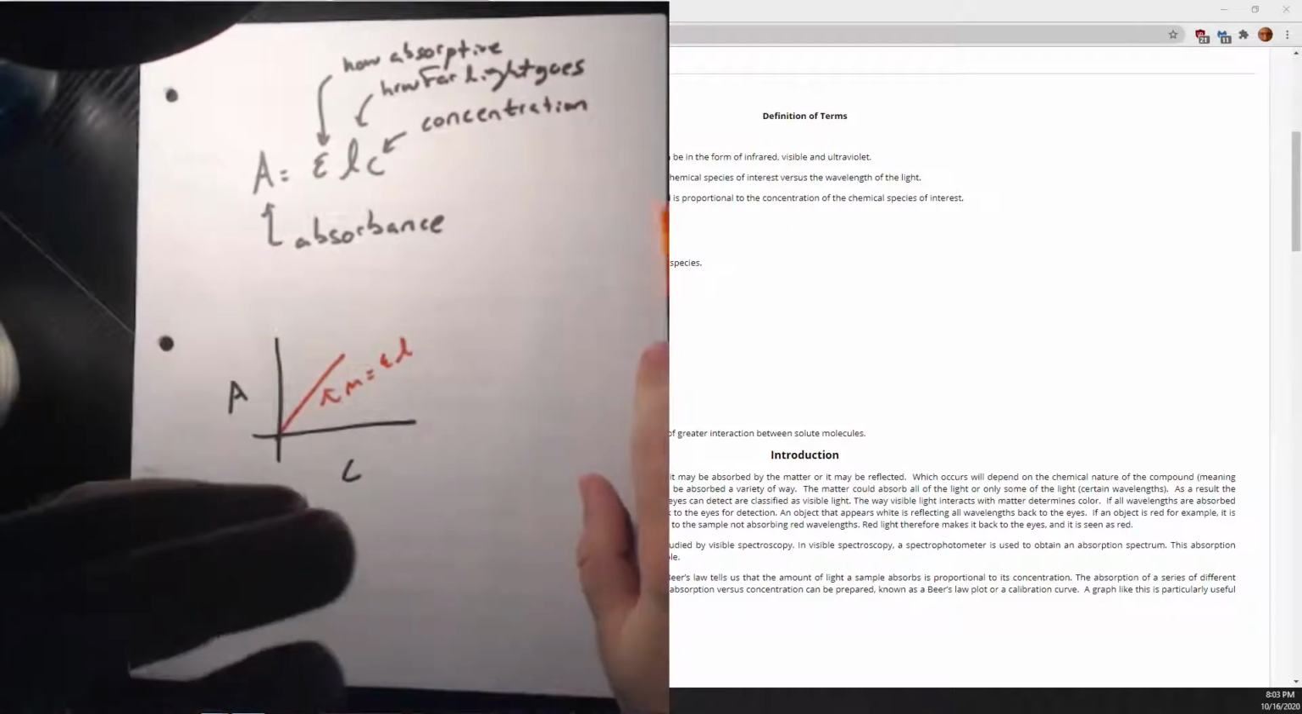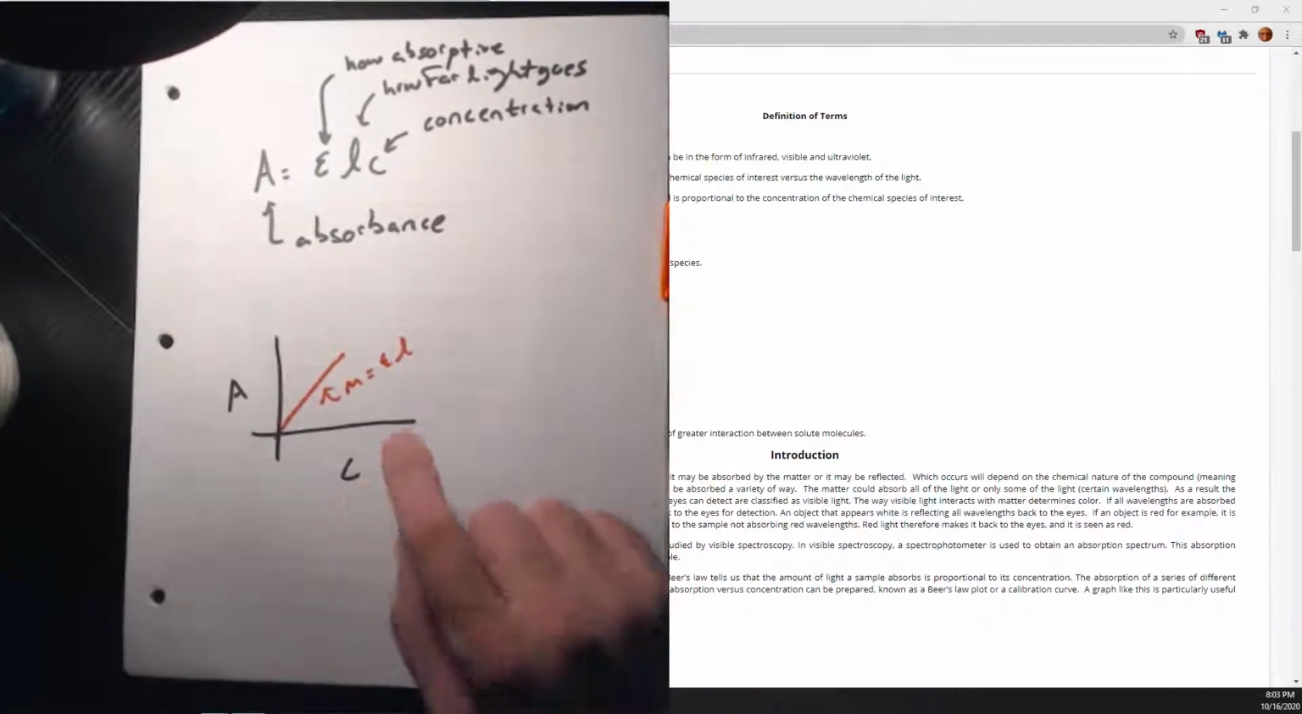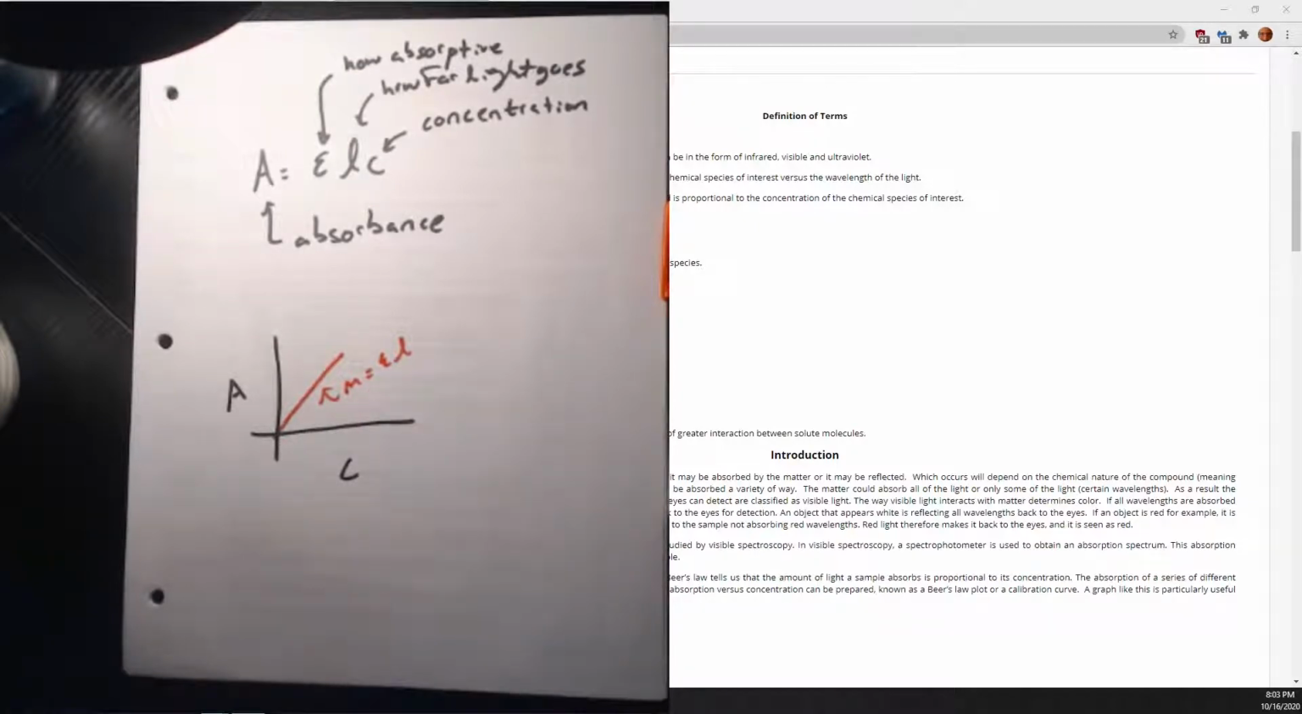So one thing you can use spectroscopy for is to measure concentration. Another thing you can use it for is, if you know the concentration, you can use it to measure epsilon. So you can actually measure a physical property of the material.